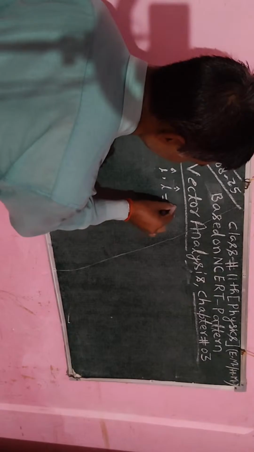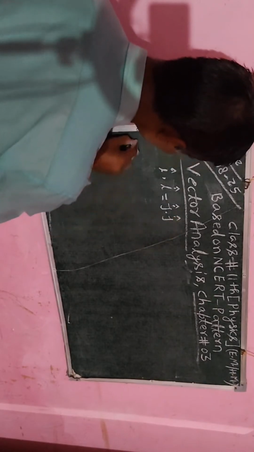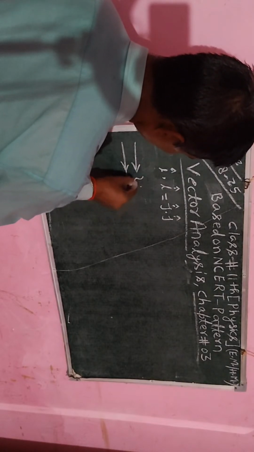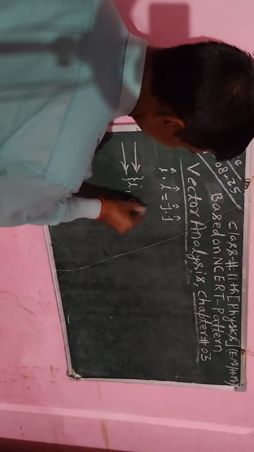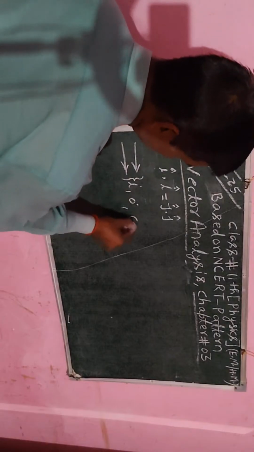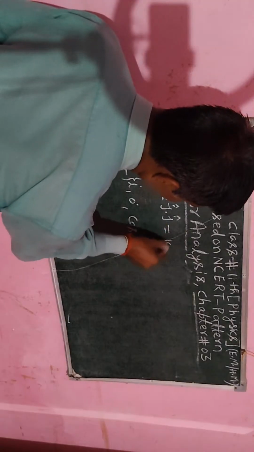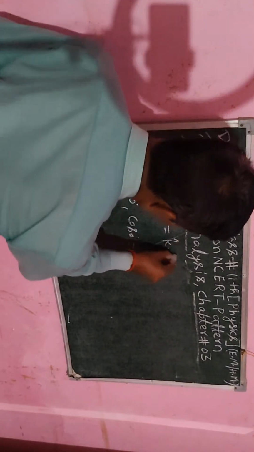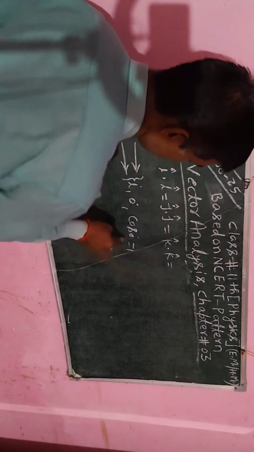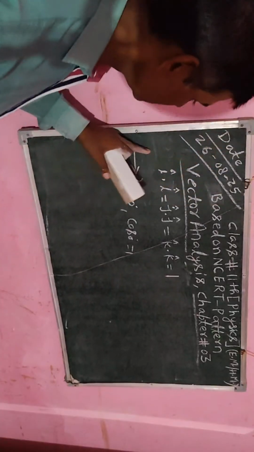Another vector I am going to take is J, and another vector is also J, because both vectors are parallel to each other. So the angle between these two vectors will be 0 degrees. So cos 0 degrees is equal to 1. Similarly, I will take vector A cap dot vector A cap. The angle between these two vectors will be 0 degrees, and cos 0 degrees is equal to 1. So each and every student has to follow this in detail.